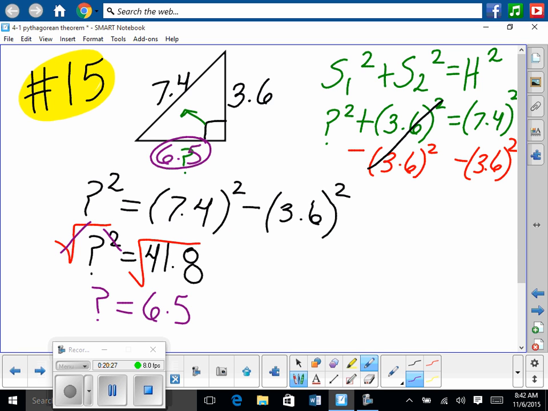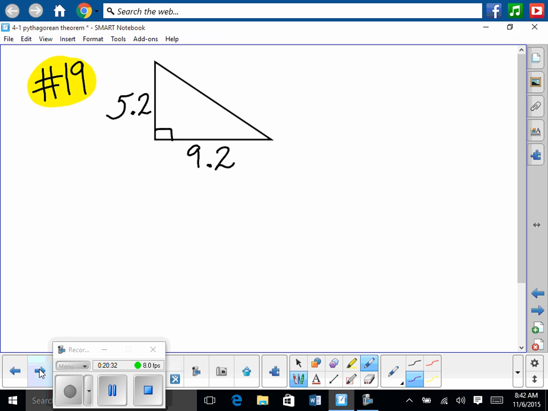All right, let's do one more together. Number 19, I'll do. Okay? Last one, then I'm going to let you just work. So we have 5.2 squared, we have 9.2 squared, and we're finding this side. It is the hypotenuse in this one, right? So side 1 squared would be 5.2 squared plus 9.2 squared would equal question mark squared. Now, question mark squared is the hypotenuse, so it must go on the right side of the equation.